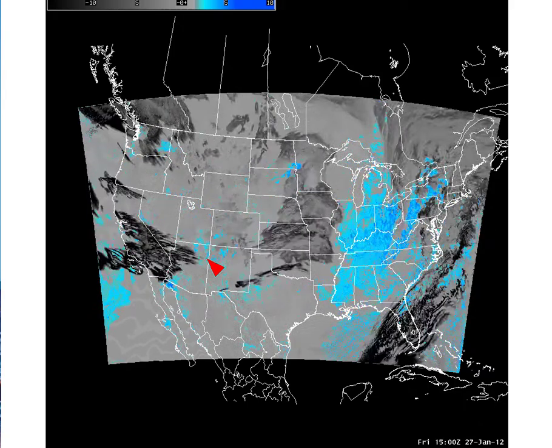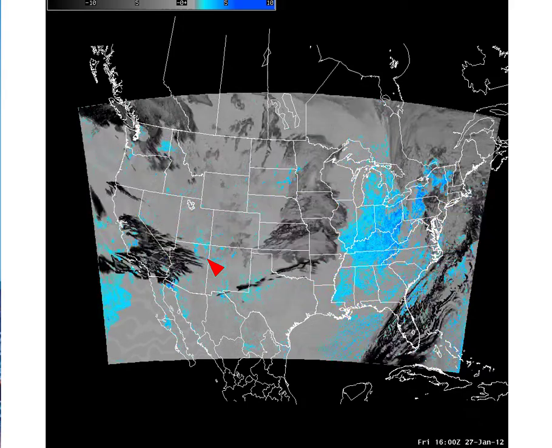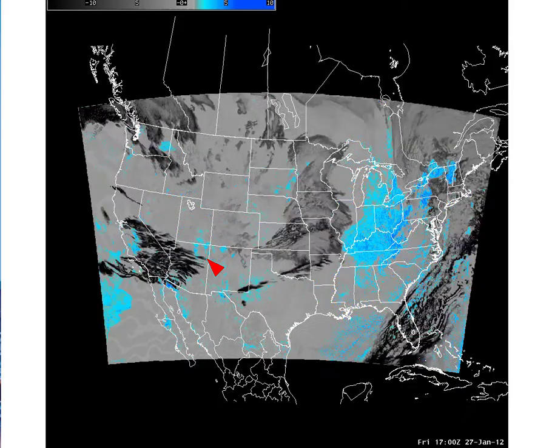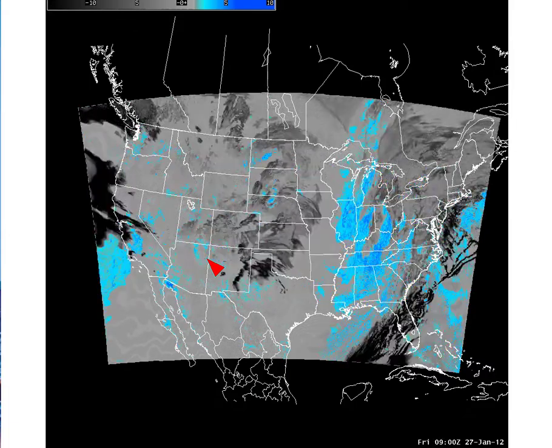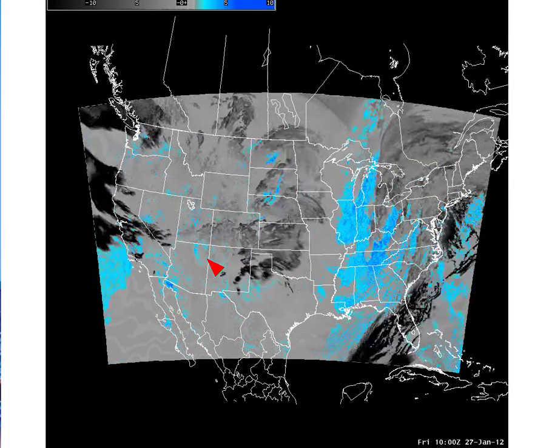Notice that they are there for the entire duration of the loop and do not move. This is a false cloud signature that is a consequence of surface emissivities at the two channels. The easiest way to spot the false cloud signature is to look at the loop, and the areas that don't move at all throughout the duration of the loop are likely false emissivity signatures.